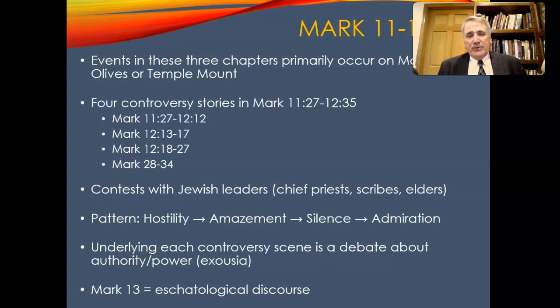There's sort of a pattern for all of these. There's hostility between Jesus and the Jewish leaders. Then there's amazement at his response. The opponents are silenced. And then there's admiration from the crowd. This is the pattern for all four of those stories. The issue underlying all those debates is Jesus' authority, his power. In Greek, exousia.